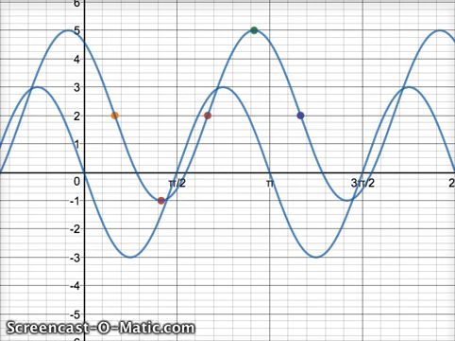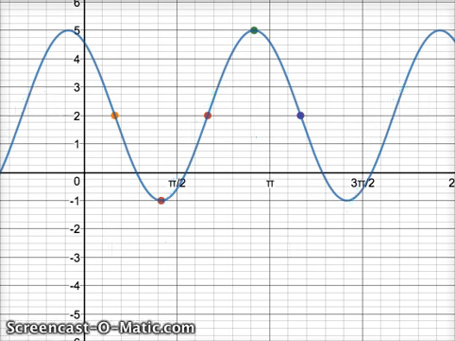So here's the two graphs together. Colors are pretty similar, sorry about that. And then eliminating the original graph, this is what our y equals negative 3 sine of 2 times quantity x minus pi over 6 plus 2 looks like. And that will conclude this lesson.